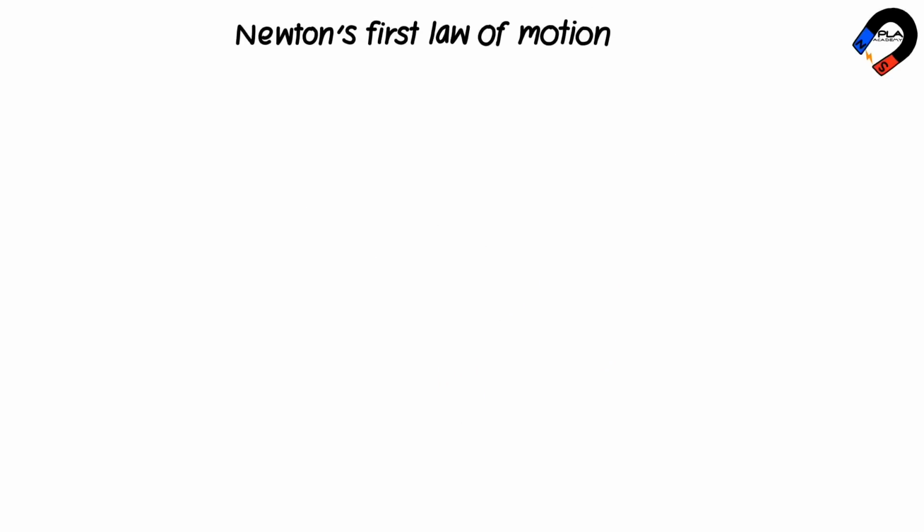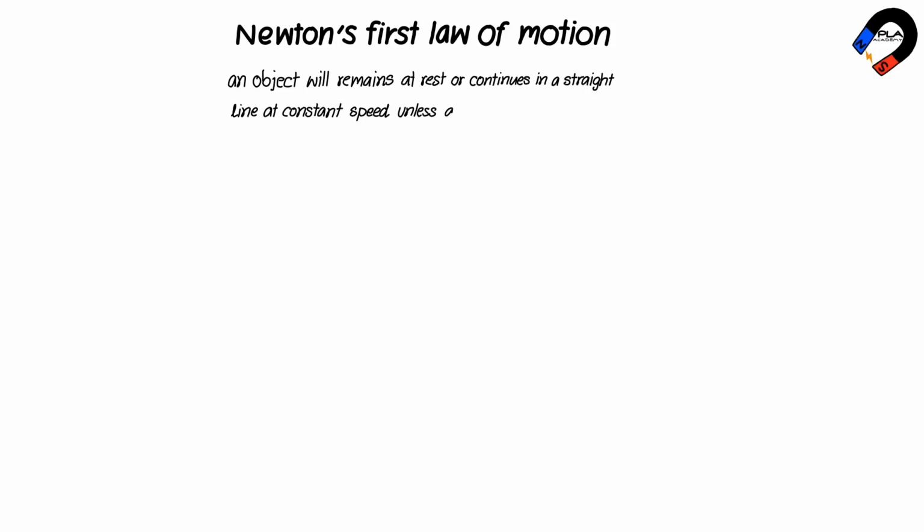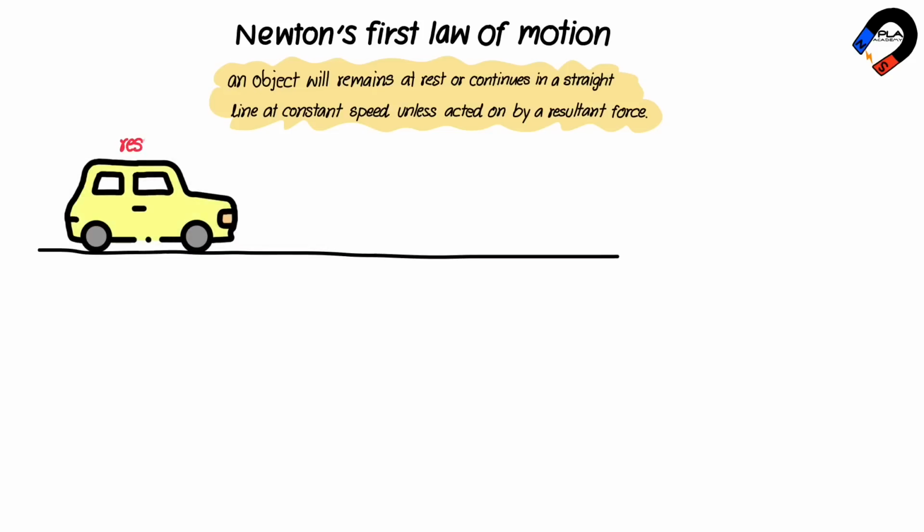Newton's first law of motion. Newton's first law of motion states that an object will remain at rest or continue in a straight line at constant speed unless acted on by a resultant force. For example, a car is at rest because the weight of the car is acting downward, and normal reaction forces from the wheels are acting upward.